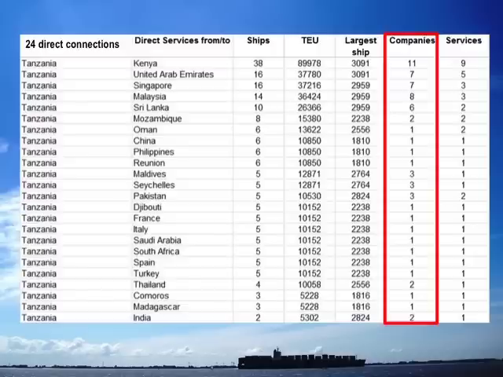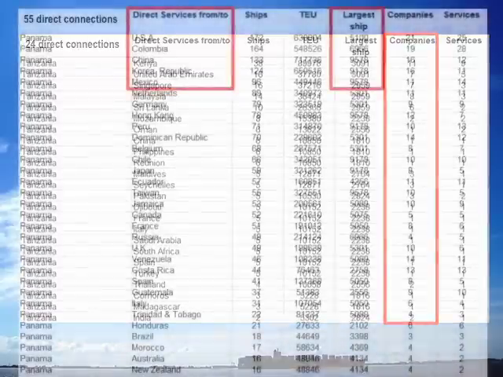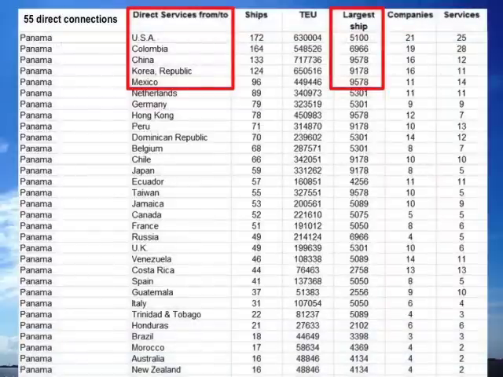country pairs like Tanzania to France or Italy or to South Africa, where there's actually only one company that deploys ships on direct services. If we look at Panama, we see, for example, the destinations to the west deploy larger ships than destinations to the east. The more than 9,000 TEU ships no longer go through the Panama Canal. They only stop on the Pacific coast of Panama.